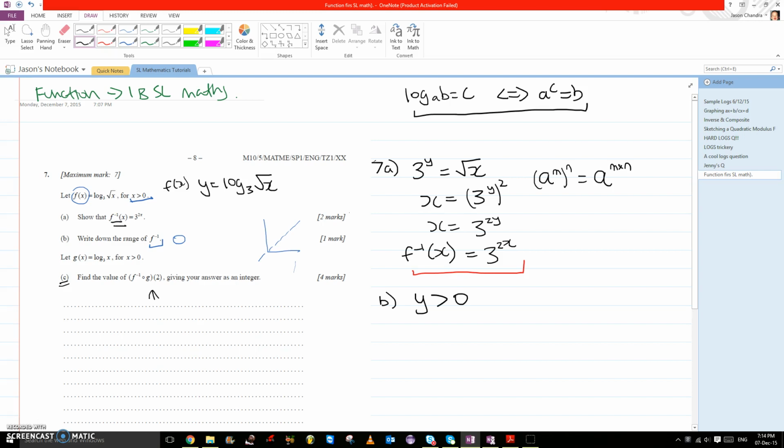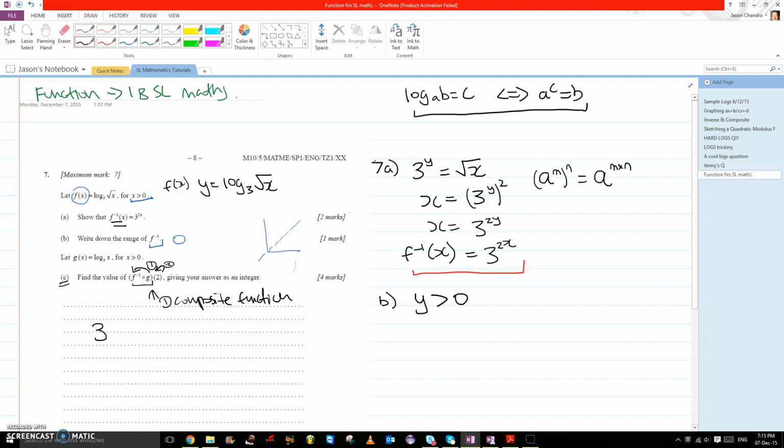All right, so question C, find the value of f minus 1 of g of 2. So in this case, we have an example of a composite function. The first step is to plug g into f minus 1 of x. That's step number one. Step number two is then to put 2 into this. All right, so let's get started. g is log base 3 of x, and f minus 1 is 3 to the power of 2x. So we put that wherever x is.